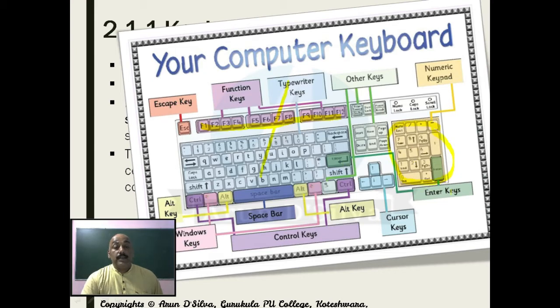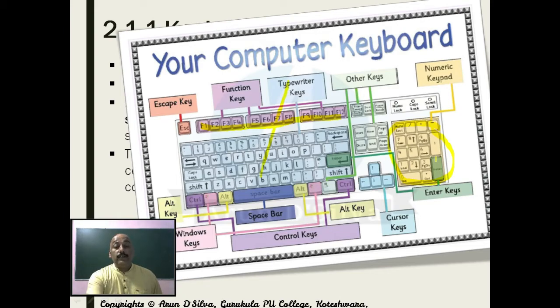Now these are enter keys here. In the keyboard, two enter keys will be there. One with the typewriter keys, one more with the numeric keypad. So this is the structure of a keyboard. Those of you who have already seen a computer, you know it. Those of you who have not seen it, when you join the college, that time I'll show you. 100% I'll show you.